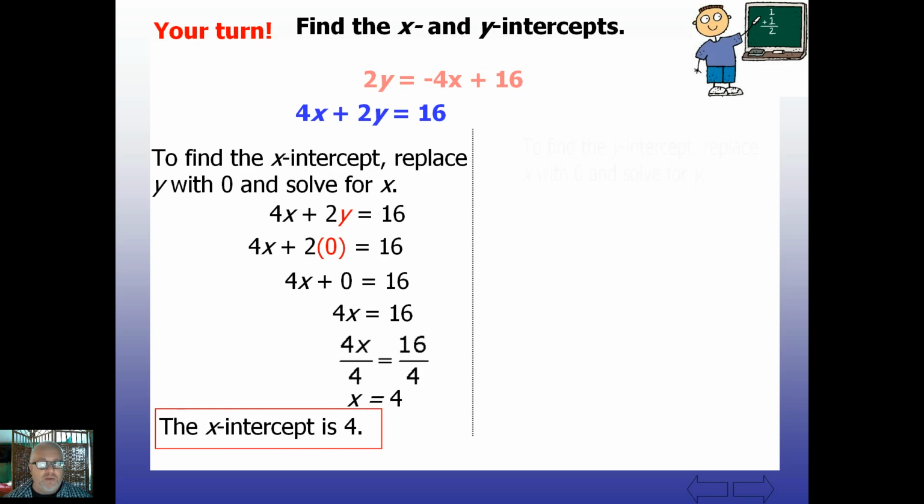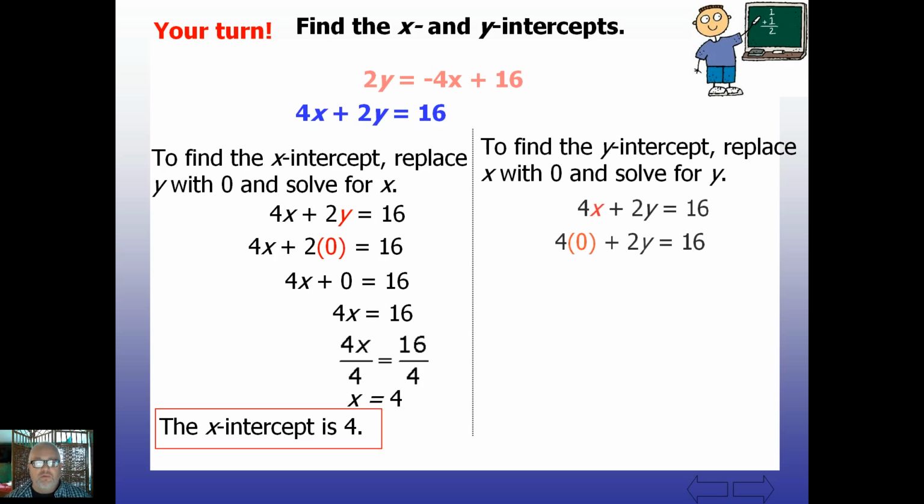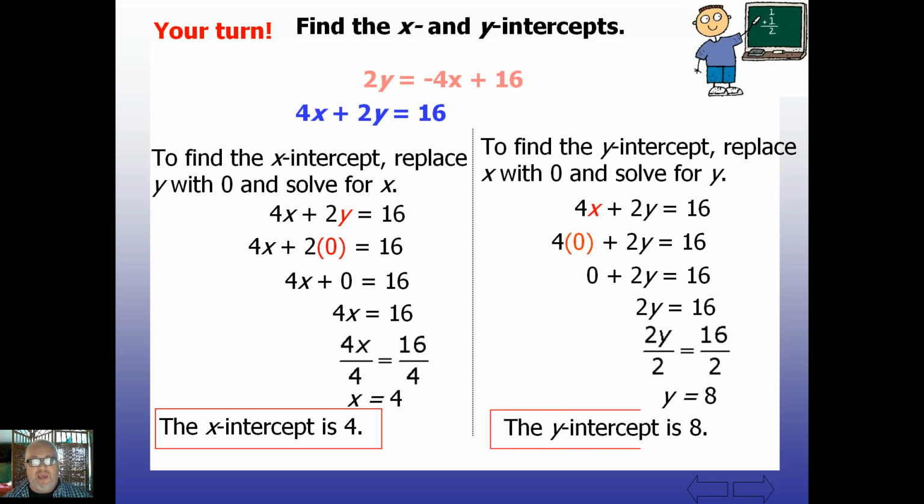So to find the y-intercept, we're going to let x be 0 and solve for y. So it whittles down to 2y equals 16. So your only solution can possibly be 8. So the x-intercept is 4 and the y-intercept is 8.